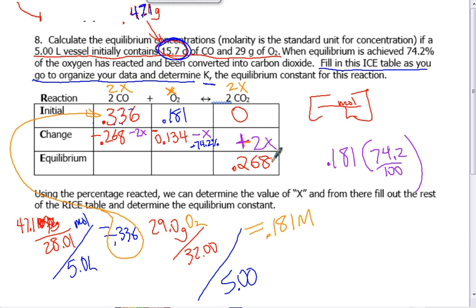Now I can fill in these two missing spots down here, this spot and this spot. I can just do some simple subtraction. I'm going to throw this one to you. Can you subtract 0.336 out of 0.336 and tell me that answer? And there you go, Elijah. You have 0.181 minus the 0.134. Tell me how much oxygen is left. Okay? What you got?